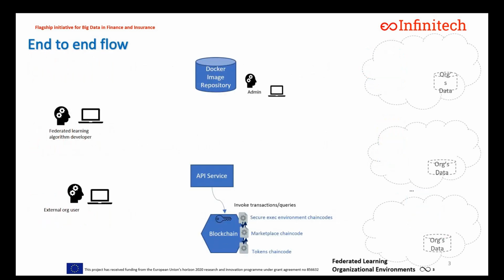In our demo, we will show the whole flow starting from federated learning algorithm development and publishing of algorithm image, to running the image by multiple organizations while sharing the intermediate results on chain, to completed model creation and publishing on the marketplace, and finally the purchasing of this model by external organization.